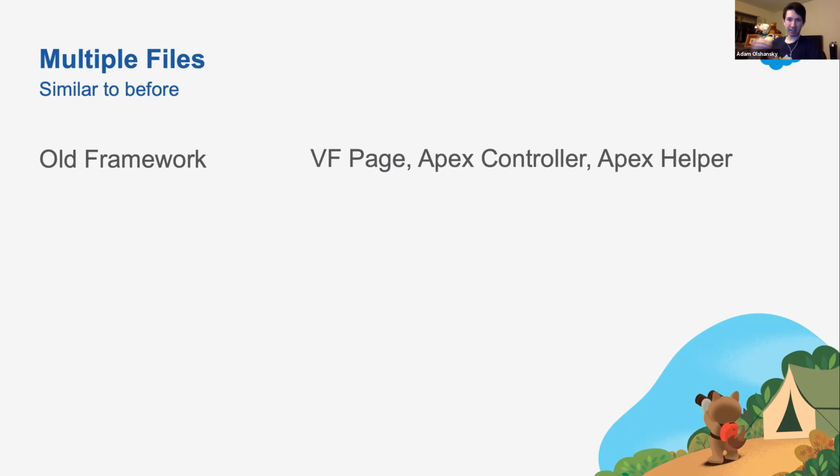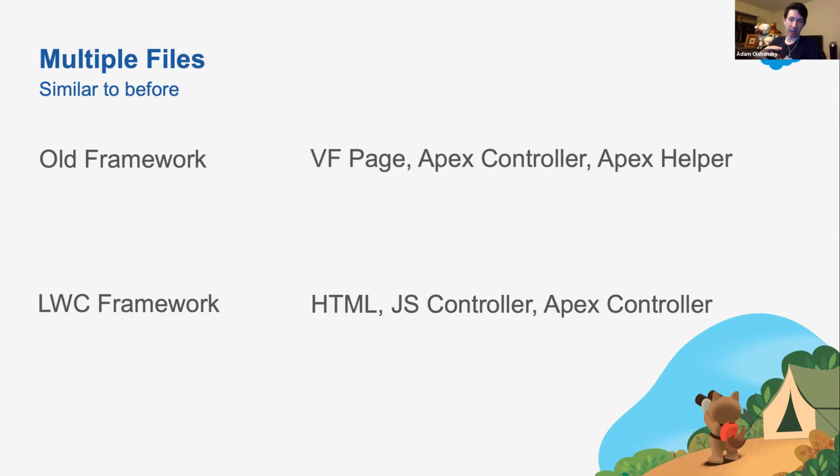And lastly, this concept of using multiple files to build our application. Before, we had a Visualforce page, we had an Apex controller it was talking to, we had an Apex helper utility file maybe. So we had a bunch of multiple files. Maybe we're bringing in a CSS static resource.